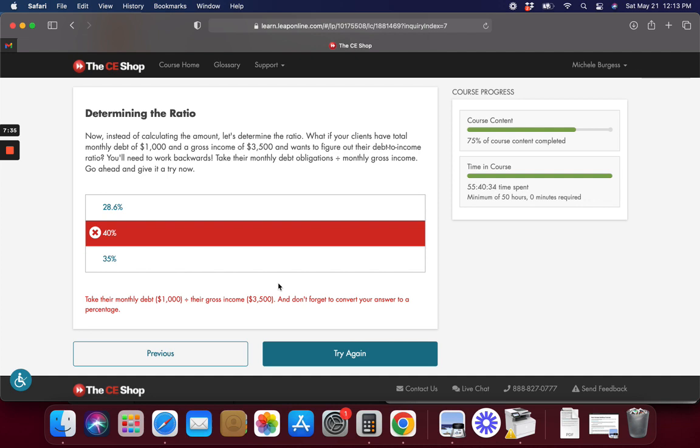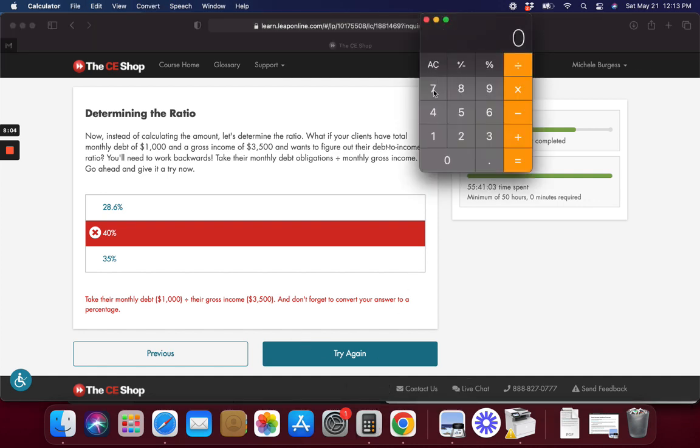All right, so take their monthly debt, $1,000, divide by 3,500. Don't forget to convert your answer to a percentage. What are we trying to figure out now? Their debt-to-income ratio? I don't really understand why we're doing all this, but I guess they want us to have an understanding of it. I don't recall having any questions like this on the test. All right, so take the monthly debt of 1,000 divided by their gross income, 3,500, and it will give you 29%, 28.6.